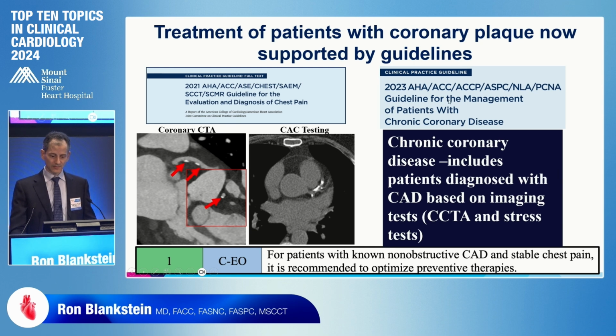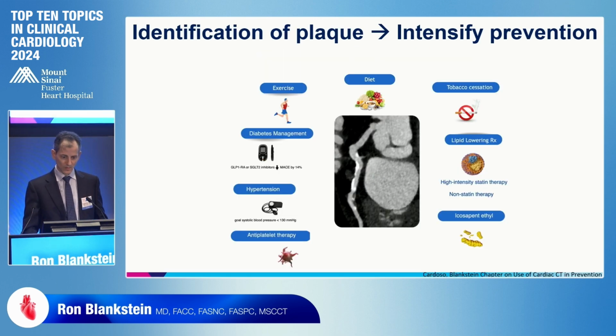Two years later, the guidelines for chronic coronary disease now indicate that to diagnose coronary disease, you can use CAD based on imaging, including coronary CTA, and of course in this guideline, there are many therapies that we can consider in patients with coronary disease. So if we state that someone needs intensification of therapy, a common question is, well, what does that mean? If someone has plaque, what do you actually want to do?